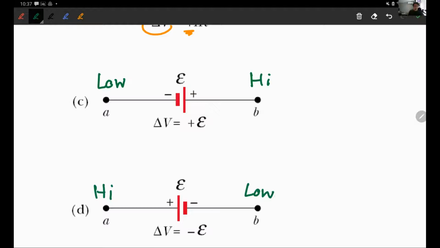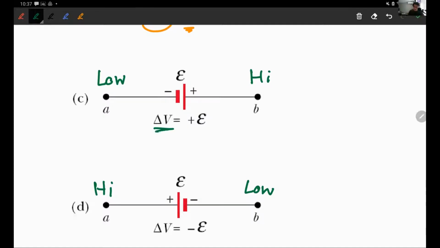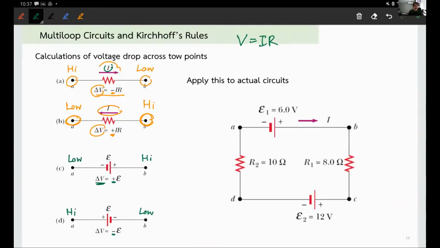So once you talk about the potential difference, in the case of figure C, the potential difference is going to be positive because you're going from low to high. In figure D, it's going to be negative because you're going from high to low. Nice. Okay, so these are all summaries of the four cases that you're going to face. It's either Ohm's law, IR, or it's the battery. But the key is the direction of the flow or the polarity of the battery. That's important because that will give you the opposite sign.